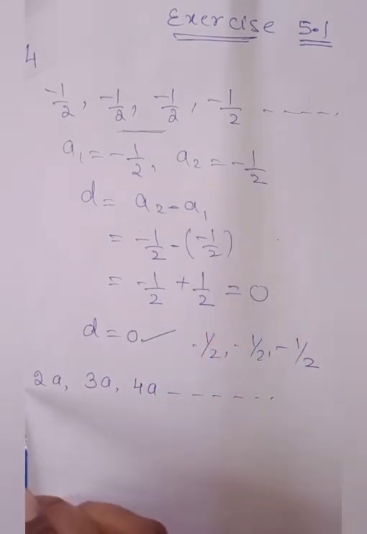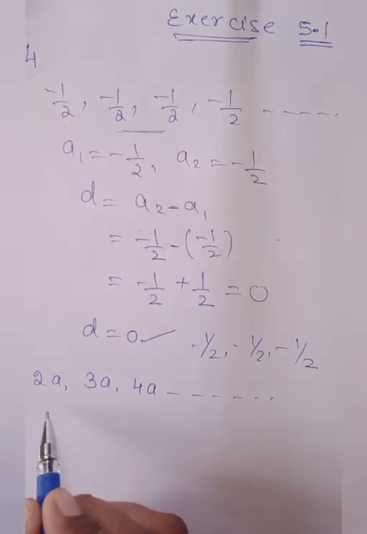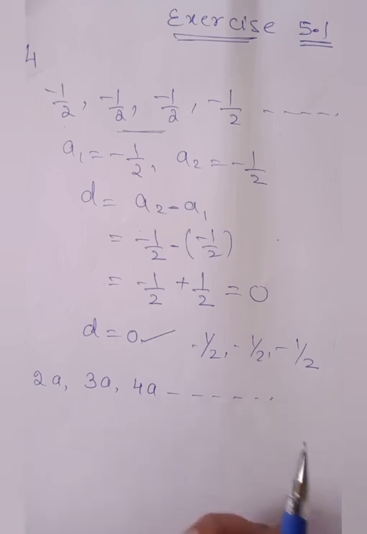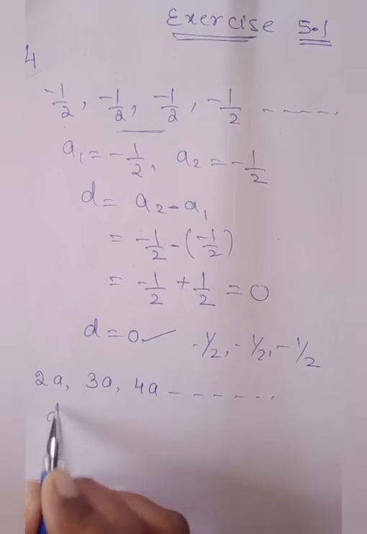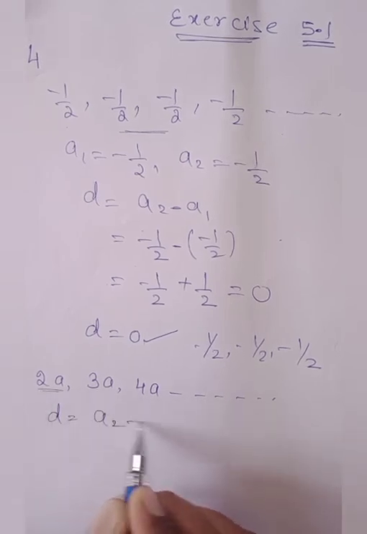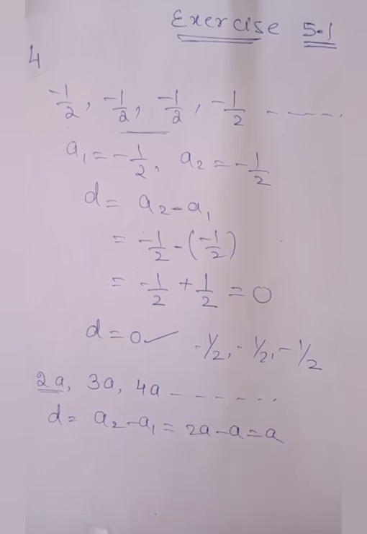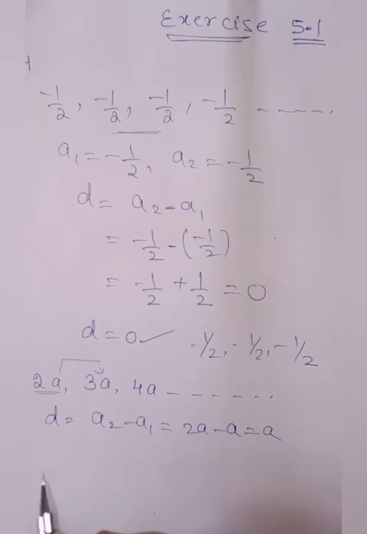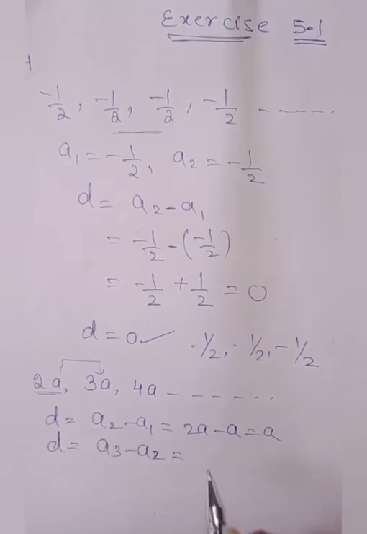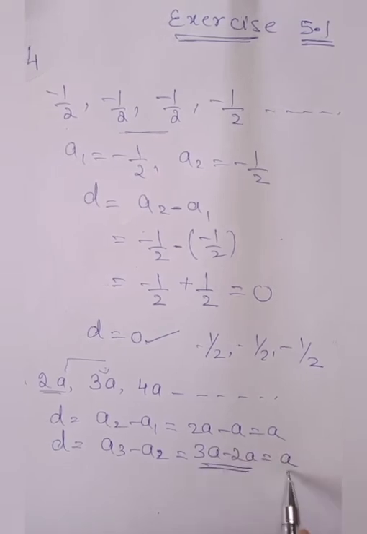So the question is, you have the terms a, 2a, 3a and 4a, and you are asked to find the difference if it is the same, that is, if it is an AP, and the next three terms. For that, first we will find the difference between these two terms, that is a2 minus a1. What is your a2? a2 is 2a minus a, which is a. In the same way, for these two terms, a3 minus a2 equals 3a minus 2a, which is once again a.